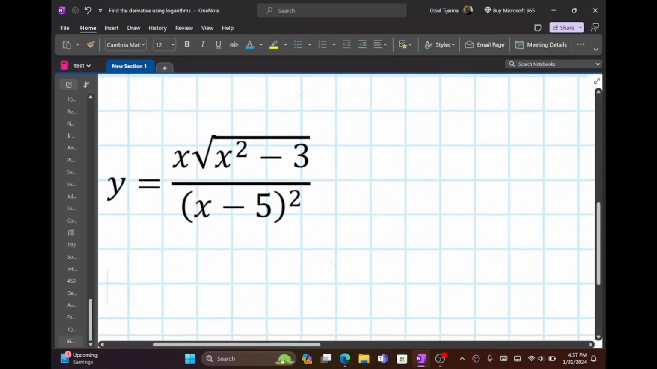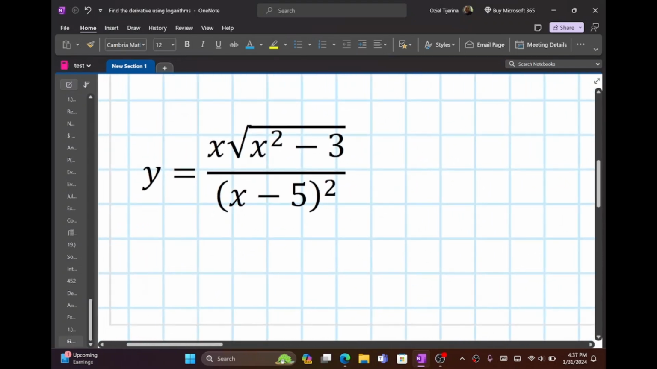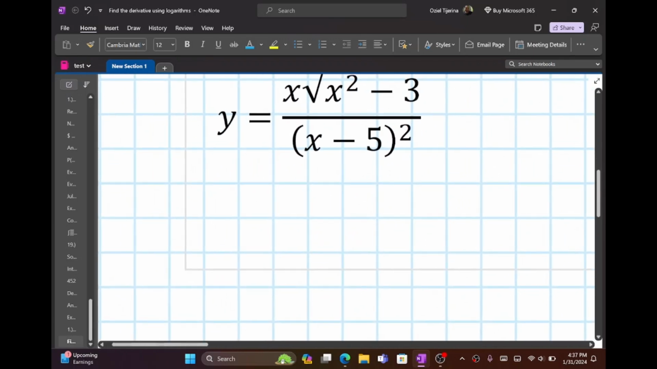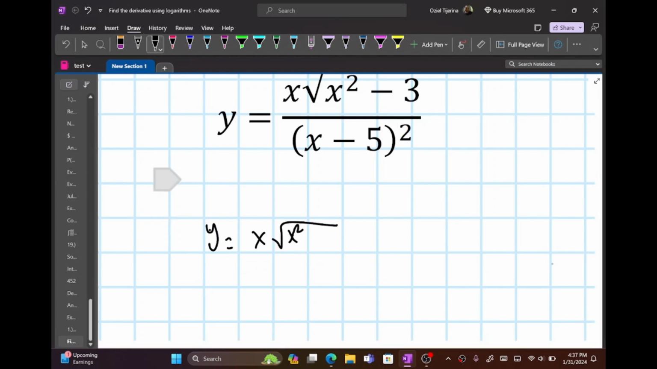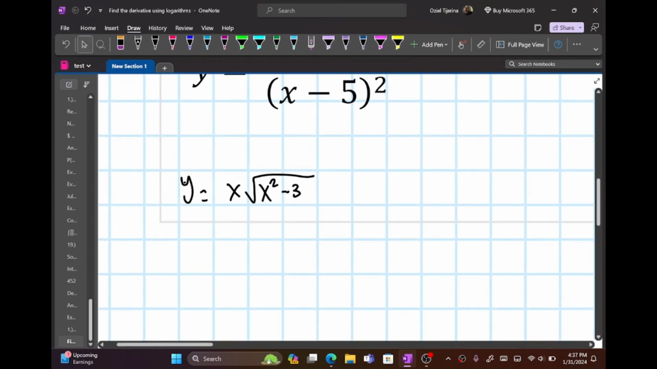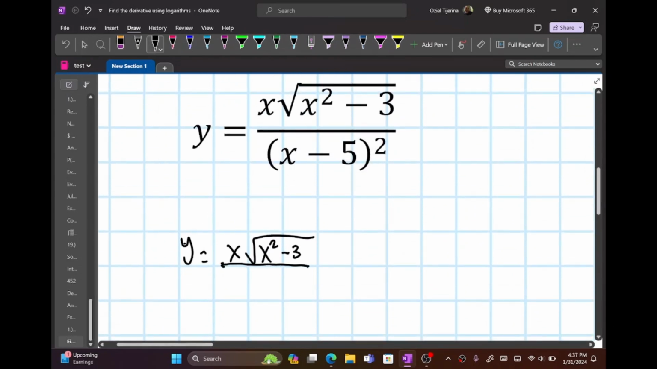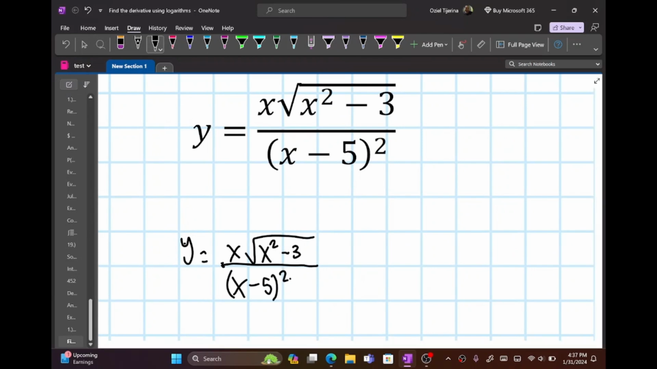This is a pretty simple one. I didn't want to make it way too difficult. But let's just go ahead and rewrite it here. So, y equals x square root of x squared minus 3, over x minus 5 squared.